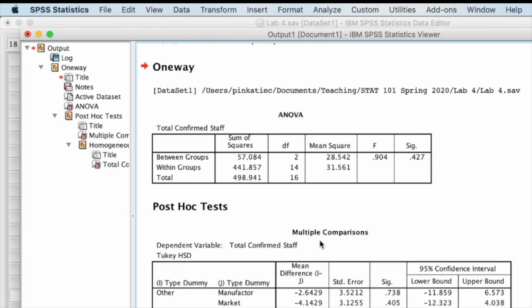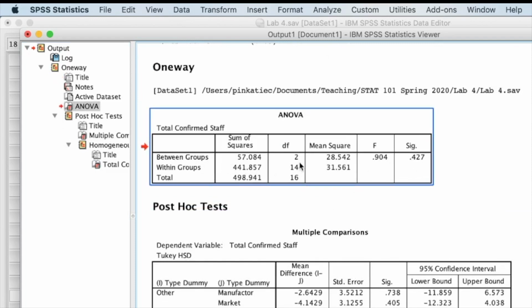So as you can see, we talked about this during class. We get our between groups. So again, we have 3 different groups, right? Our degrees of freedom for between groups is number of groups minus 1. So that's 2. And then we have our within groups degrees of freedom, which is number of participants minus the number of groups.